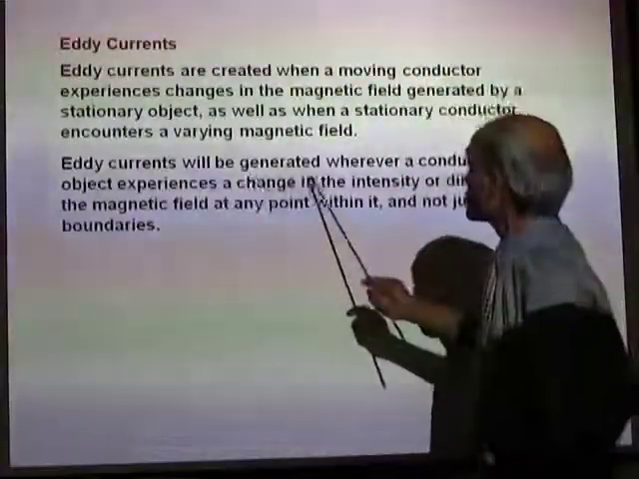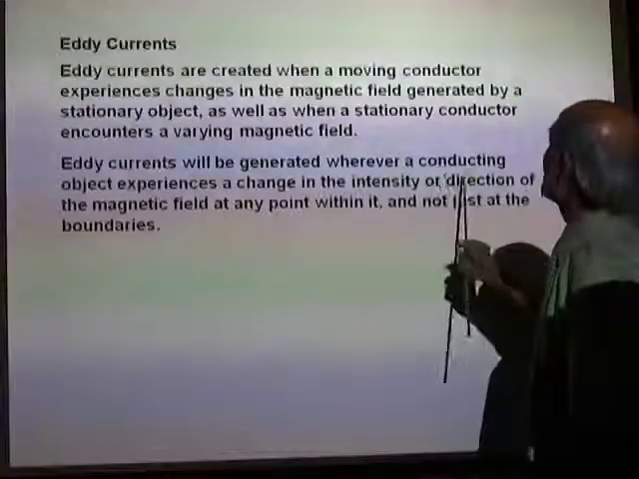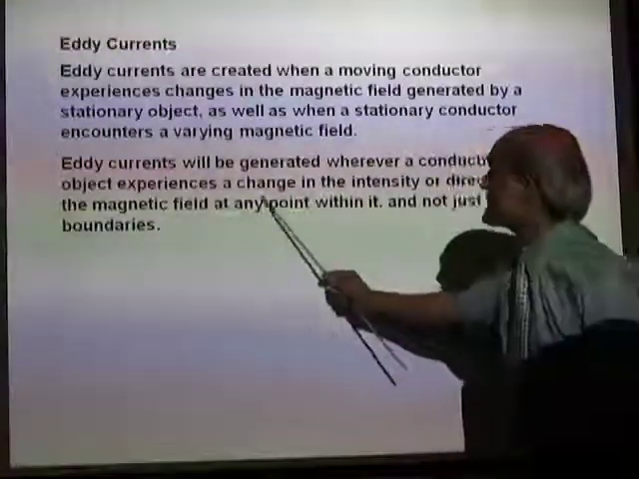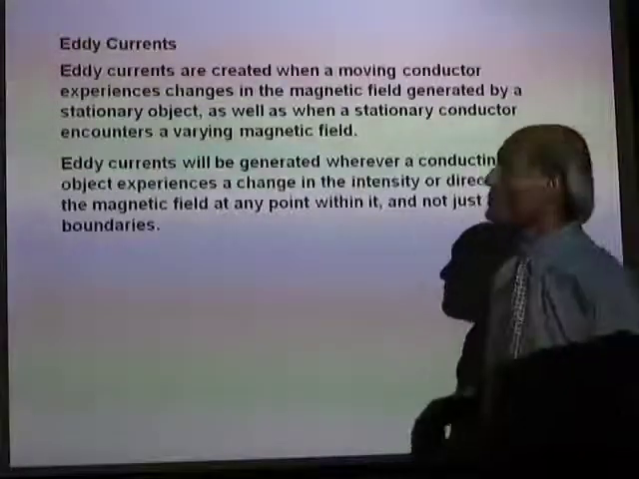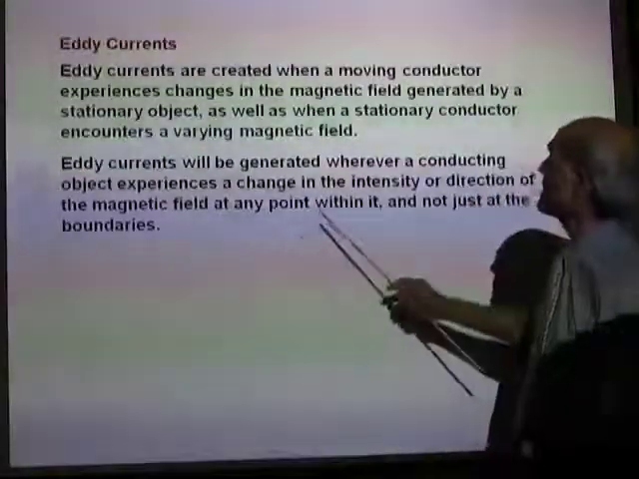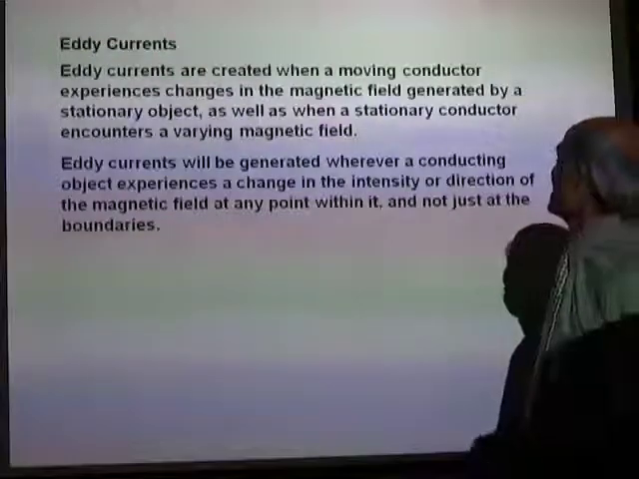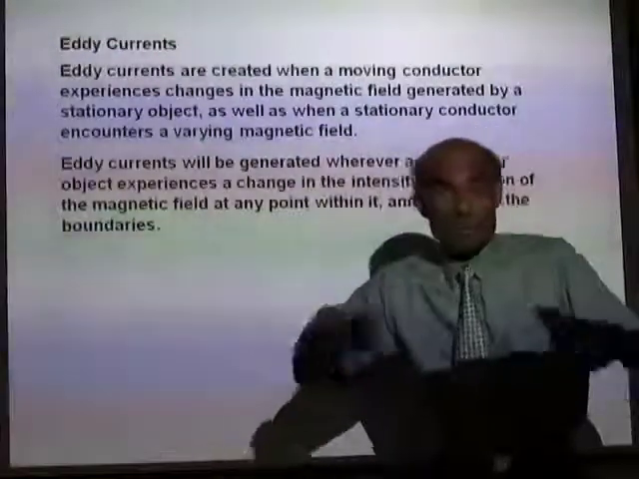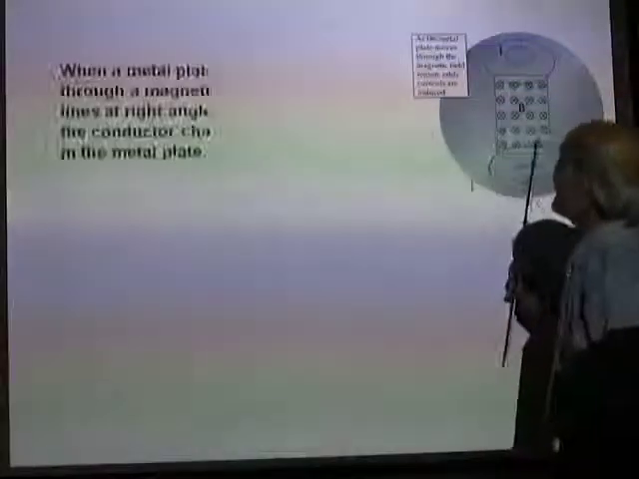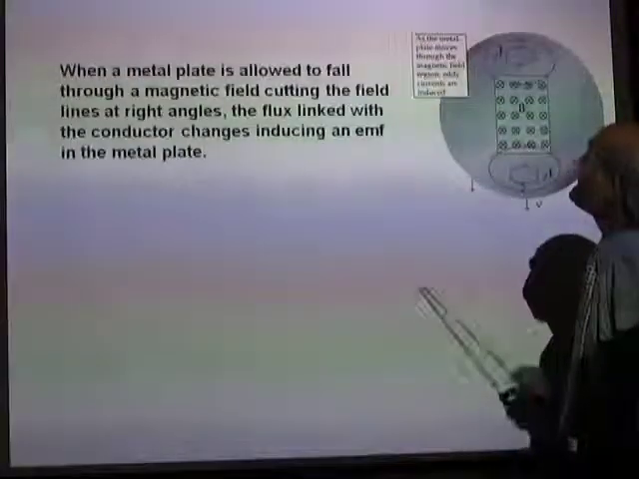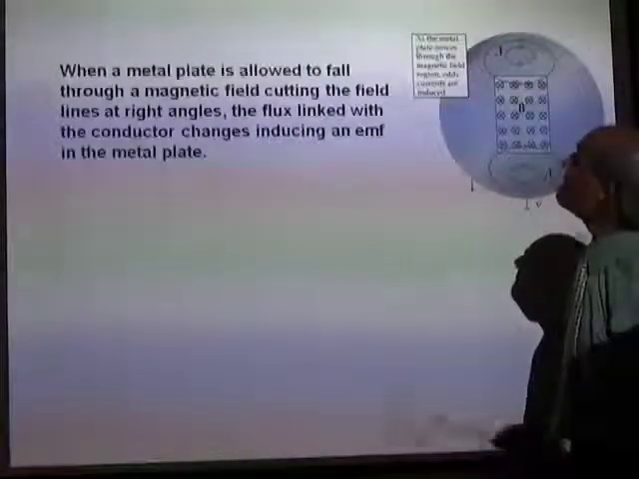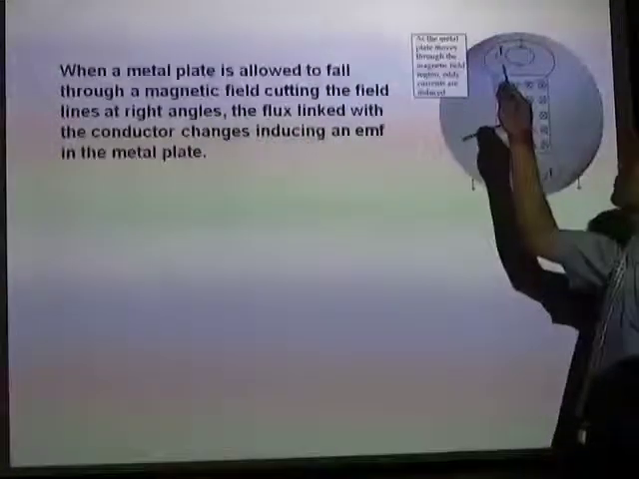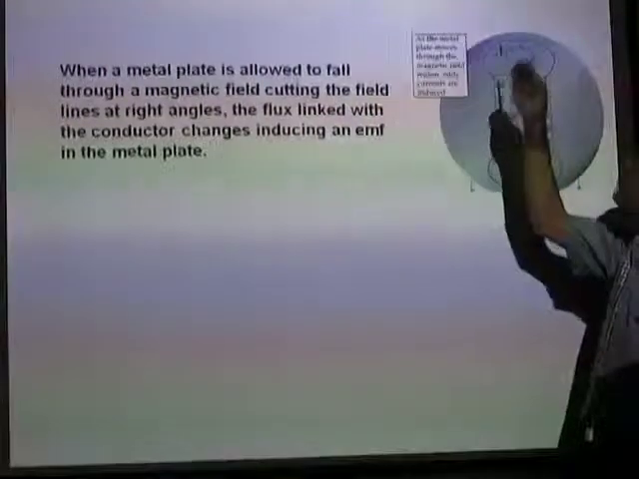So eddy currents will be generated whenever a conducting object experiences a change in the intensity or direction of a magnetic field at any point within it, and not just at the boundaries. It can be anywhere within the object. For example, something like this. When a metal plate is allowed to fall through a magnetic field, cutting the field at right angles. You can see this is a field at right angles to the board.